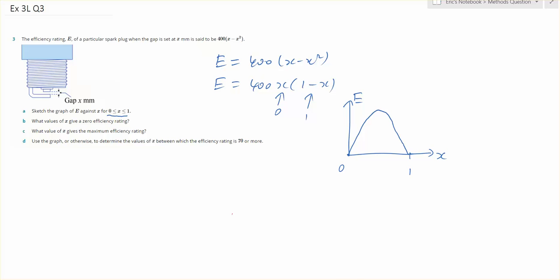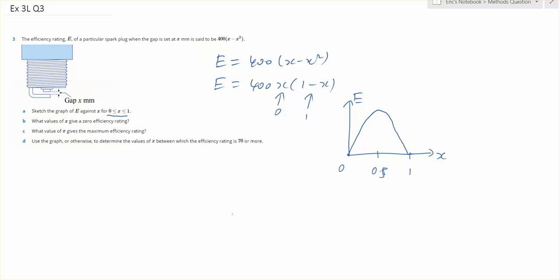The maximum, because this is a parabola, will occur at 0.5 because it's halfway between the two x-intercepts. And we know this is a negative parabola, because x times negative x is negative x squared. So the coefficient of the x squared term will be negative, which is why it's upside down. We have a maximum. So the maximum will occur at 0.5.